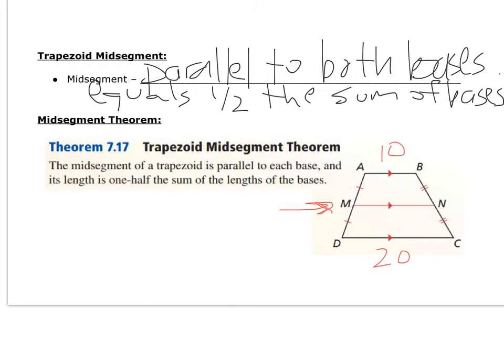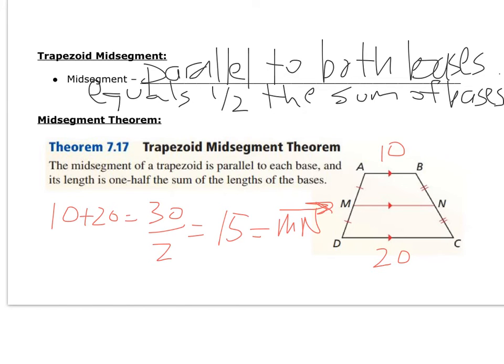Notice that it is parallel to both the bases, the base AB, that is 10, and the base DC, that is 20. If I want to know how long MN is, all I have to do is take the sum of the two bases. 10 plus 20, that's the sum of my two bases, which gives me 30. I would divide it by 2, and I would get 15. And so that is what MN would equal.